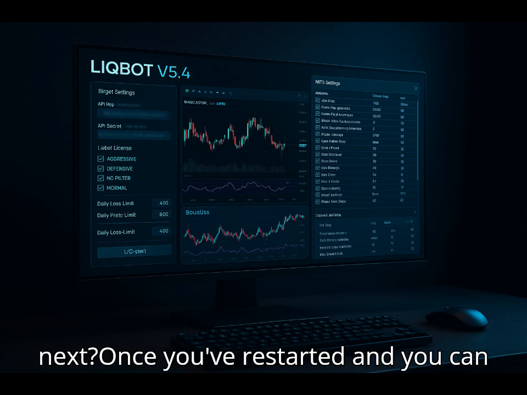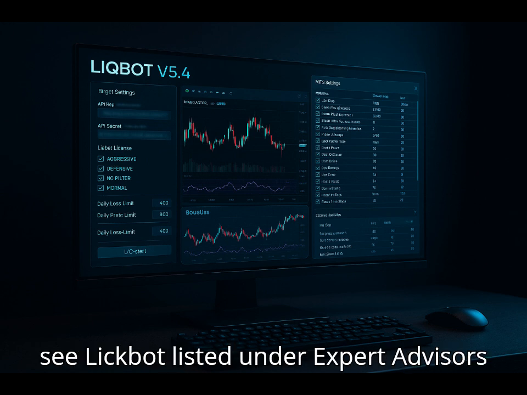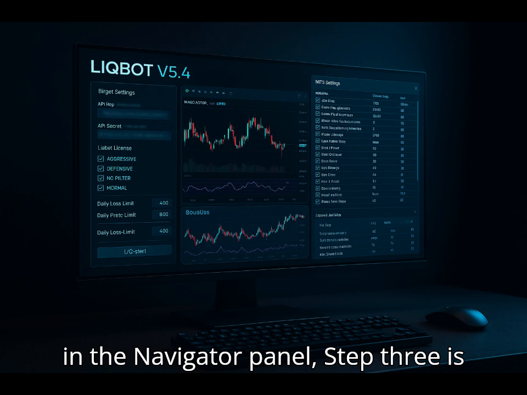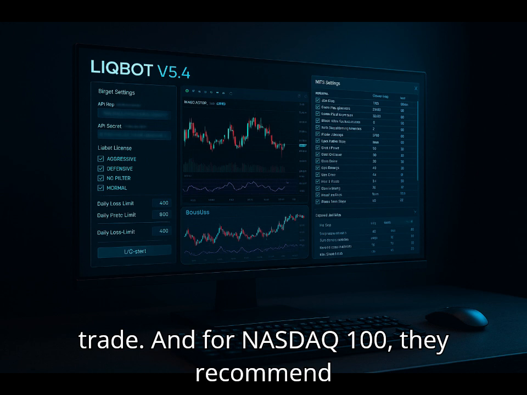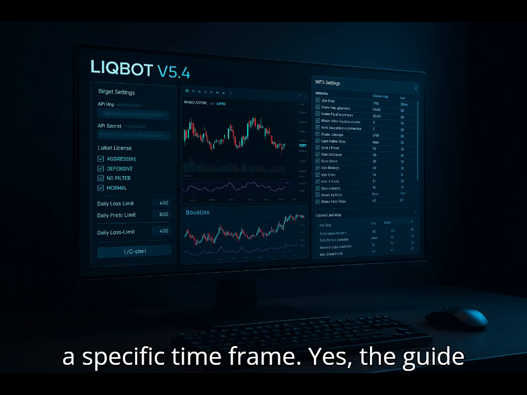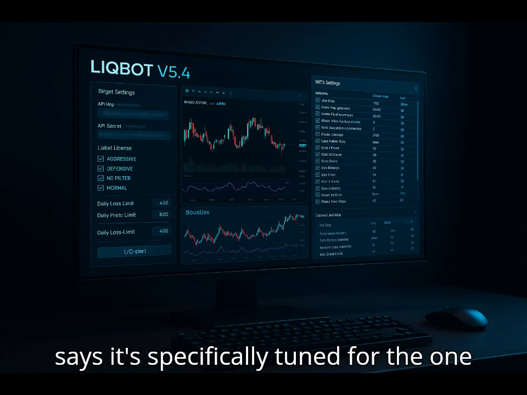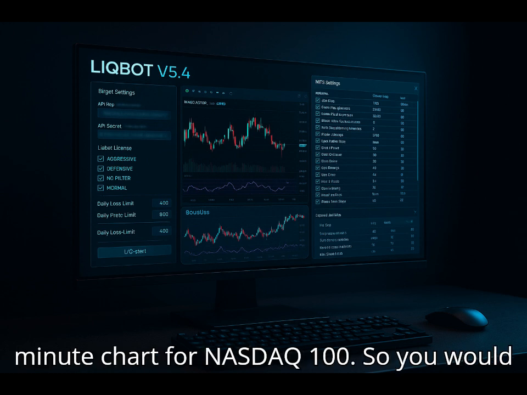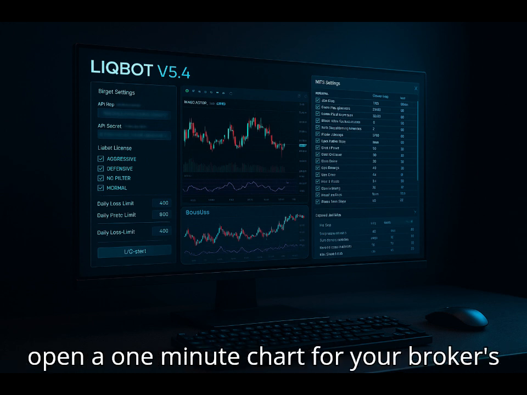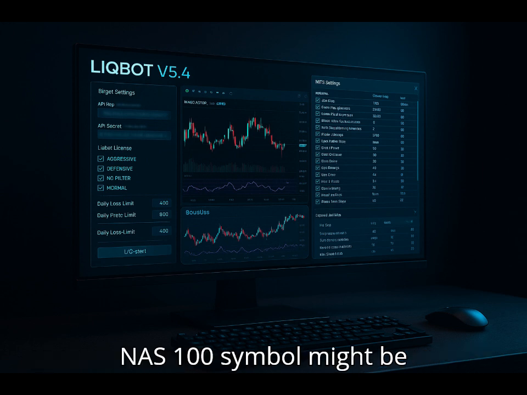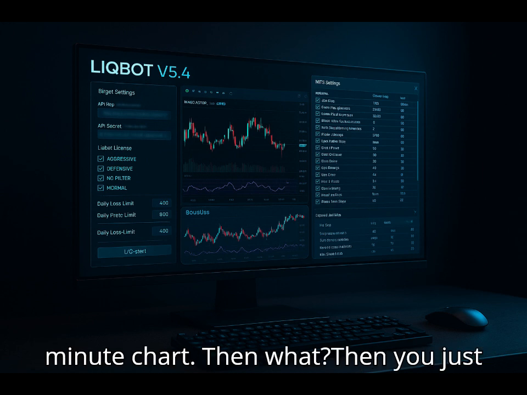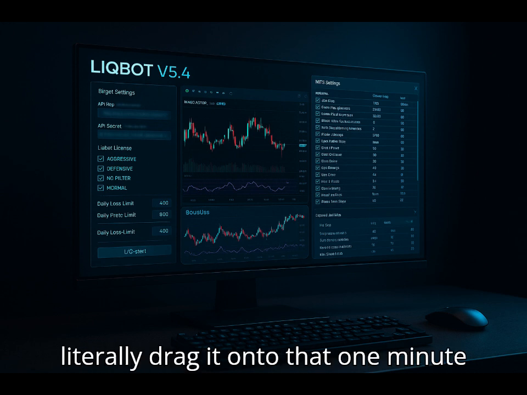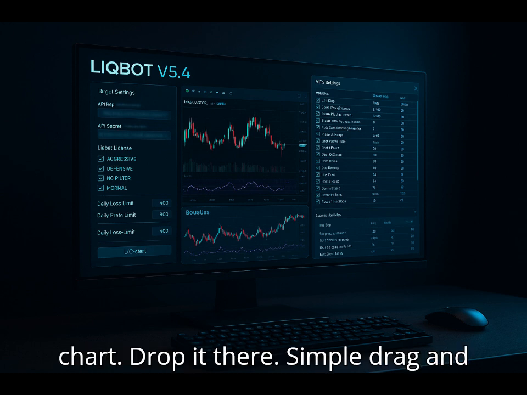What's next? Once you've restarted, and you can see LiqBot listed under Expert Advisors in the Navigator panel, step 3 is attaching it to the chart you want to trade. And for NASDAQ Q100, they recommend a specific time frame. Yes, the guide says it's specifically tuned for the 1-minute chart for NASDAQ Q100. So you would open a 1-minute chart for your broker's NAS 100 symbol, might be US 100, US Tech, whatever they call it. Okay. 1-minute chart. Then what? Then you just find LiqBot in the Navigator list and literally drag it onto that 1-minute chart. Drop it there. Simple drag and drop.